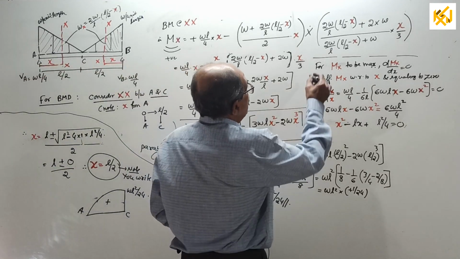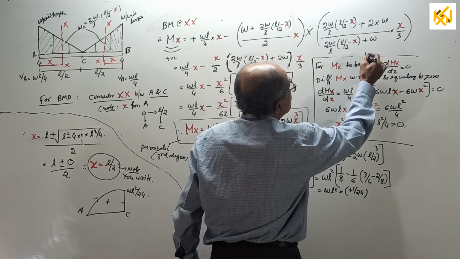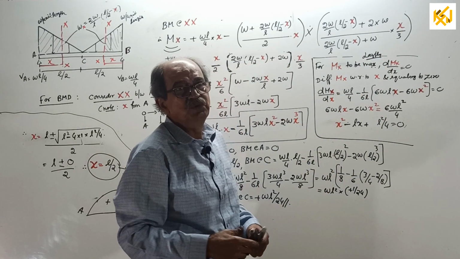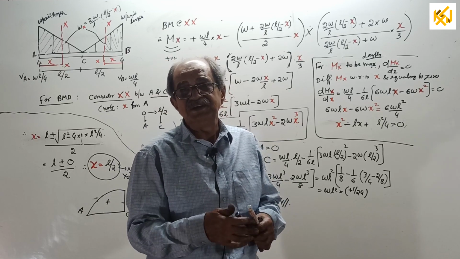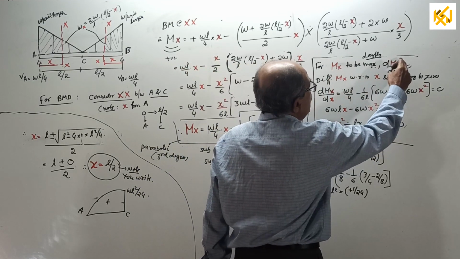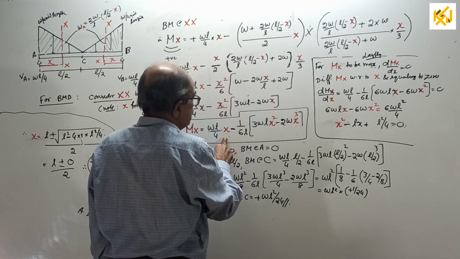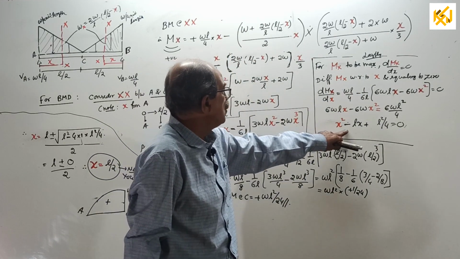Now, as usual, it is really not required. Lastly, we want maximum BM. You know the answer. Maximum BM is at the center because that is the point where shear force is 0, but still, mathematically, for Mx to be maximum, dMx by dx equals 0. So differentiate Mx with respect to x and equate to 0, and you get finally a quadratic equation of this form.